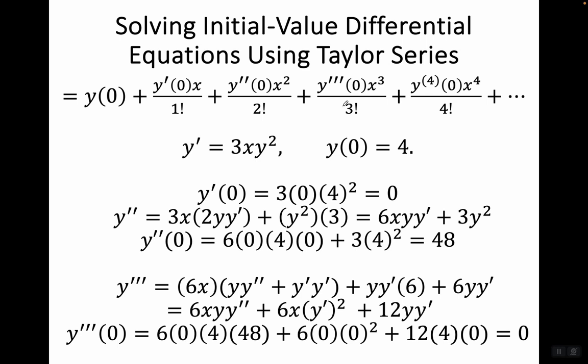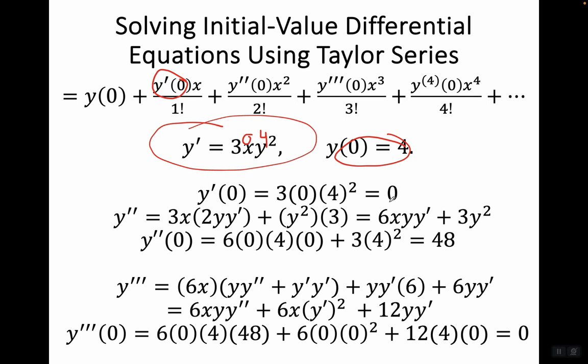Now, y of 0 we were told. Y of 0 is 4, so we're good there. For y prime of 0, we just use the fact that y prime equals 3xy squared. So let's just plug in what we know. We know that x in this case is 0, and y we were told is 4. When x is 0, y is 4. We're trying to find it at this point, 0, 4. So y prime of 0, when x is 0, y prime is going to be 3 times x, in other words, 3 times 0, times y squared, which is 4 squared, and all of that's going to be 0.